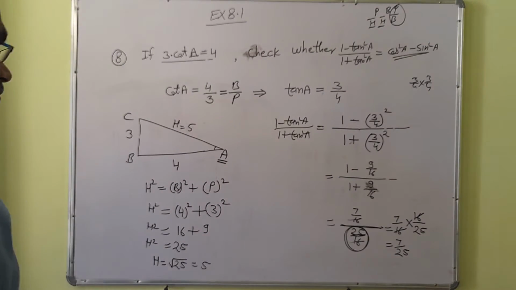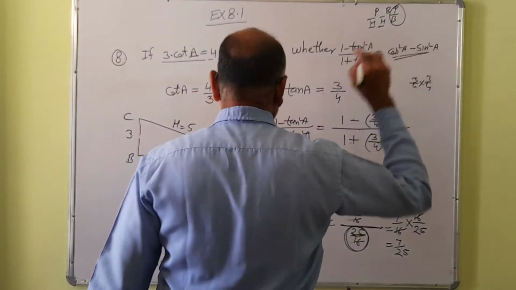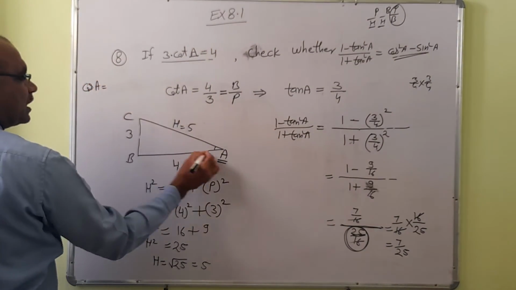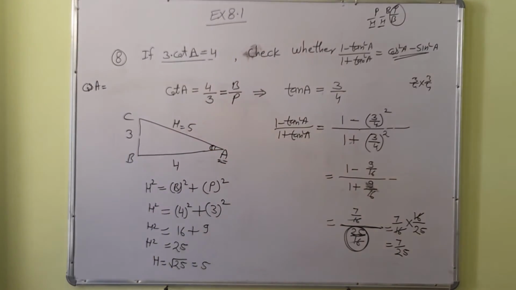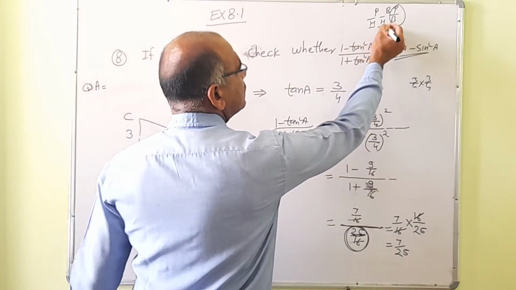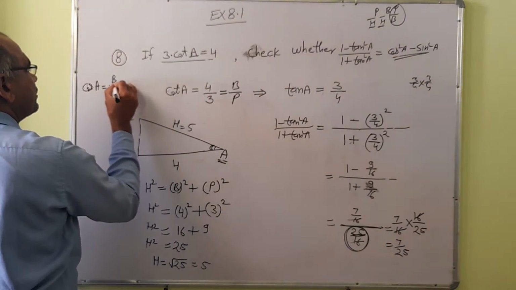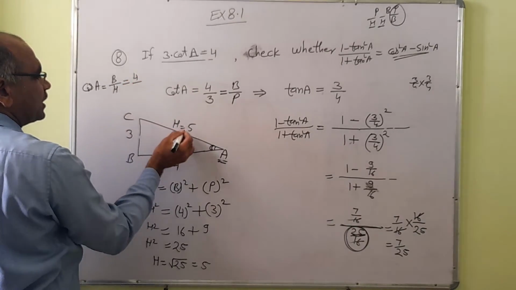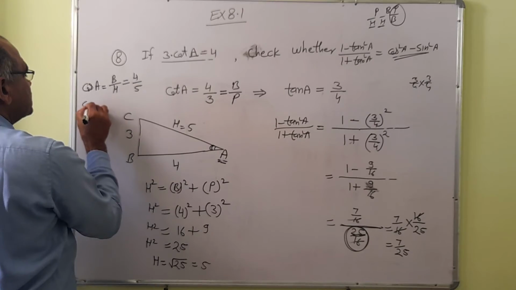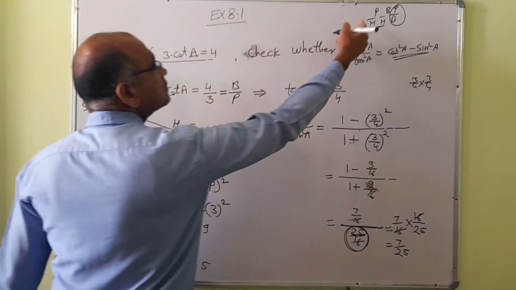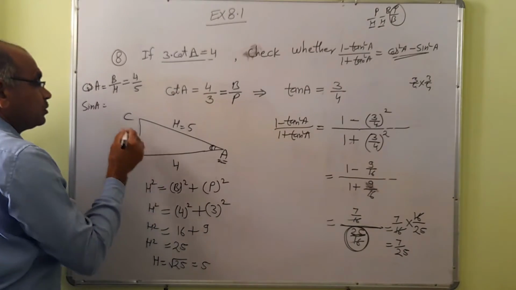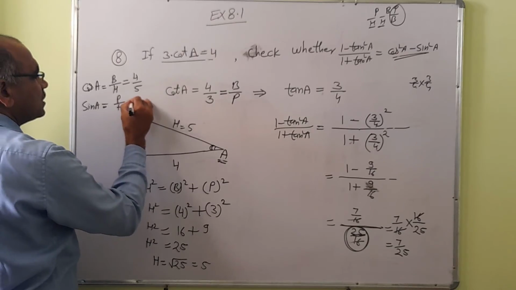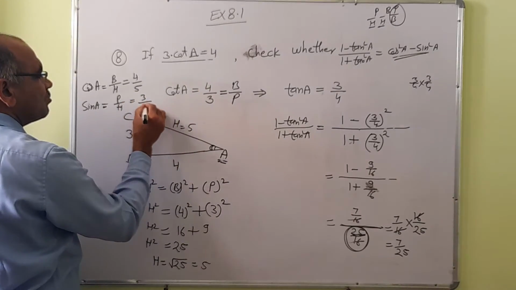Now find cos and sine. So what is the value of cos? Cos A. A is our acute angle. Cos is this. Yes. Base upon hypotenuse. So cos value is base this and hypotenuse this. And what is the value of sine? Sine is the first trigonometric ratio, P upon H. And what is the P? P is 3. And what is the H? H is 5.